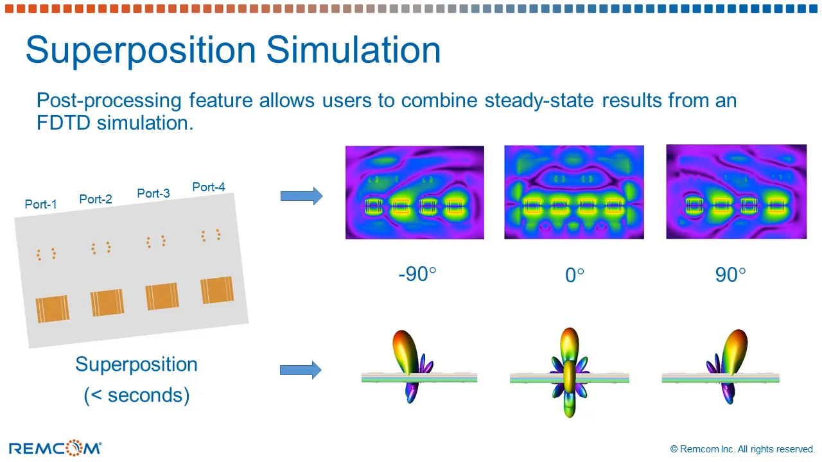So having understood the workflow of the superposition simulation, here we have performed a superposition simulation on the antenna array design. To the right, we can see the near field E-field distributions of the individual ports with different input power and phase excited to each of these ports combined.